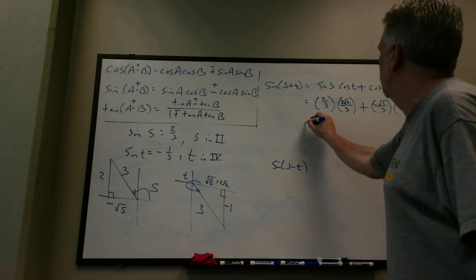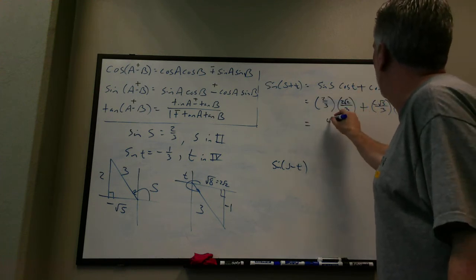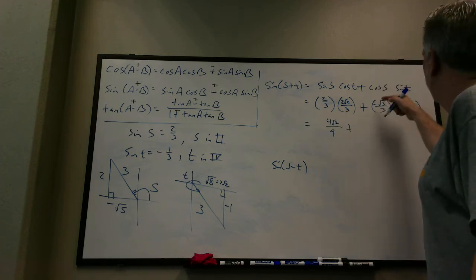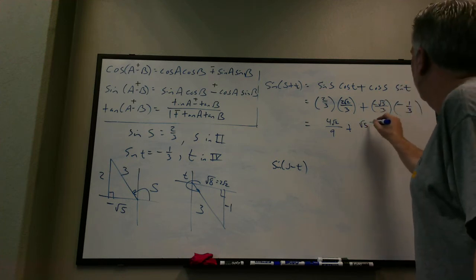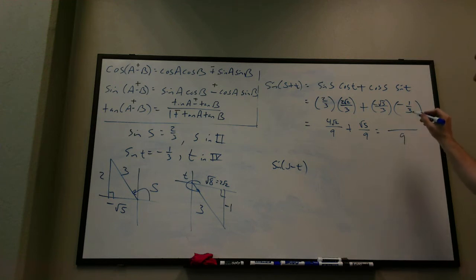Now let's just do the arithmetic. To multiply fractions, you multiply across, so that's 4 root 2 over 9, and plus, now the negative times the negative is a positive, root 5 times 1 is root 5 over 9, and you add the fractions by leaving the denominator alone. It's a common denominator, 4 root 2 plus root 5. So there's sine of s plus t.